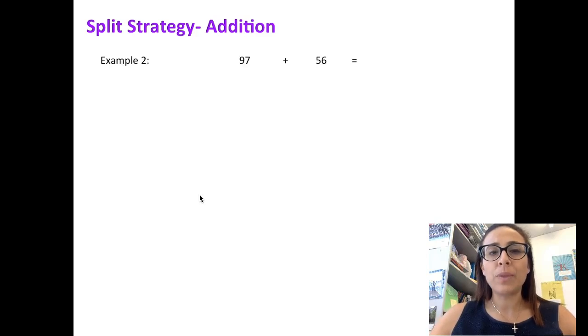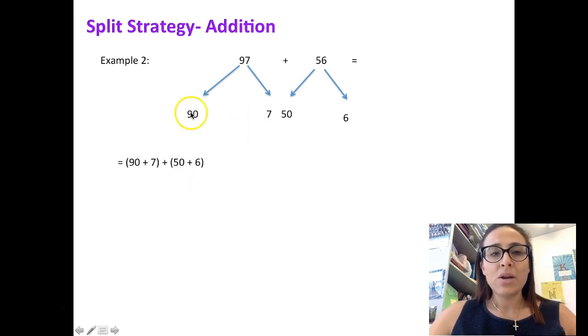Example number 2. 97 plus 56 equals. First thing you need to do is break this number into its place value. 90 and 7, 50 and 6. You can rewrite that using these brackets. 90 plus 7, 50 plus 6.